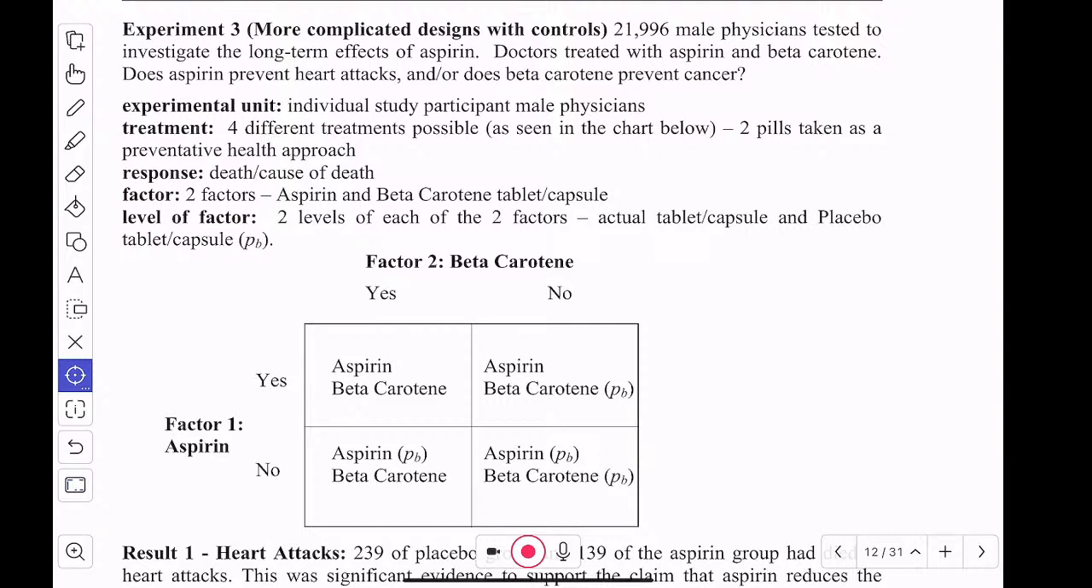All right, so I have some questions for you. This study engaged 21,996 male physicians. Why did they use males? Why did they use physicians? That's my question.